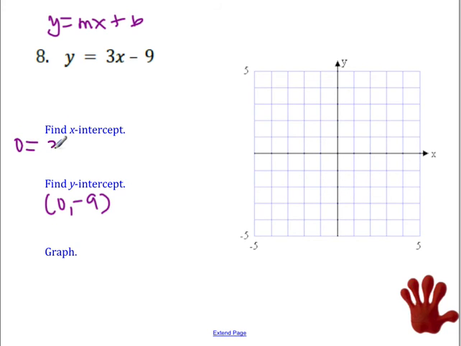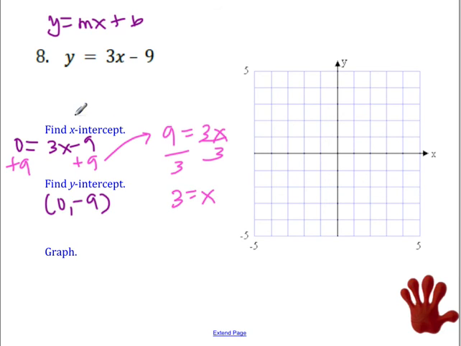So 0 is equal to 3x minus 9. So I would solve this, add 9. So 9 is equal to 3x, divide by 3. 9 divided by 3 is equal to x, so my x-intercept is the ordered pair 3, 0. So I have the ordered pair 0, negative 9 for my y-intercept. So this is negative 5, negative 6, 7, 8, 9, roughly here. And then I would have the ordered pair 3, 0.